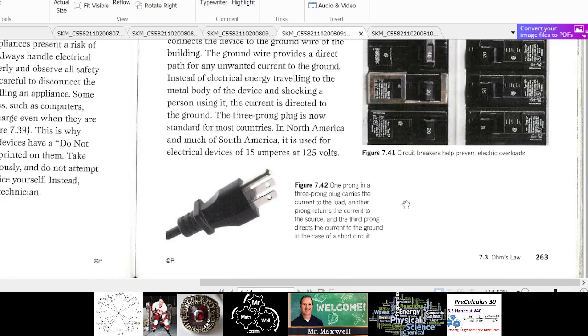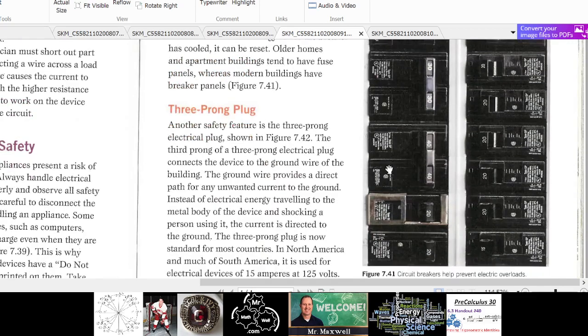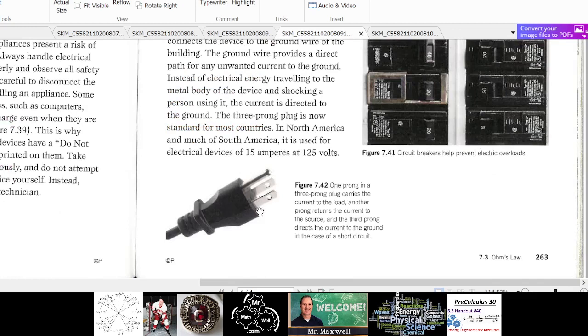Okay, so we'll just talk a little bit about this 3-prong plug here. When you plug things into the wall, you'll notice that your wall outlets have three holes, right? You have the vertical holes, and then you have this big round hole. One prong of the 3-prong plug carries the current to the load. Another prong returns the current to the source. And then the third is a ground. So it directs the current to the ground in case of a short circuit.